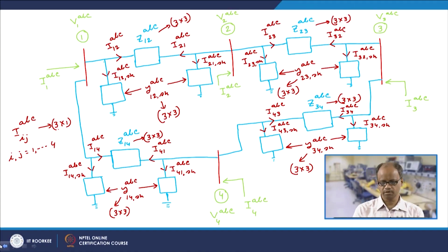So, what we have done is that we have taken a simple 4-bus 4-line system and we have also drawn its equivalent circuit as shown. In this equivalent circuit we have already indicated all these voltages as well as the currents, and also we have talked about the various impedances as well as the admittances.